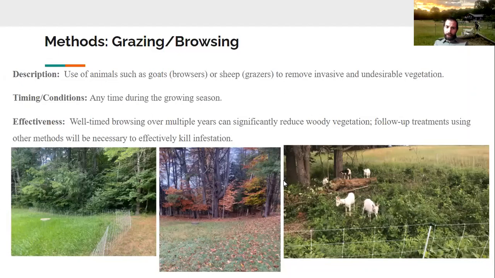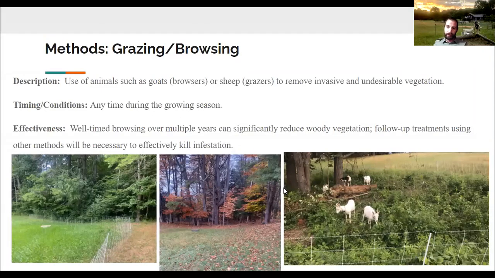So the timing and conditions, really up here in Vermont, it's anytime during the growing season. This is roughly the end of April. I usually start seeing barberry leafing out and some of the buckthorn. All the way up until I'm just starting to see sort of the last of the buckthorn leaves falling at this point, and my goats are still munching those right up.